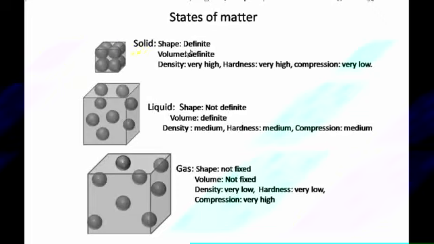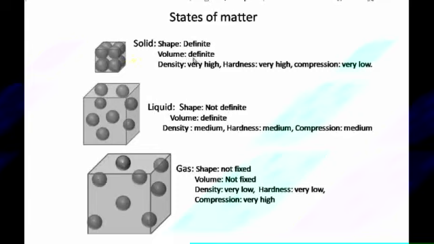Shape is definite because if a solid is in cuboid shape, it will be cuboid wherever you keep it. If it is a cube in shape, it will be a cube anywhere you keep it. Whatever shape it has, it will not change its shape according to the container. So suppose this is a cube, it will be a cube whether you keep it in a bottle, in a glass tumbler, in a dish, in a beaker, wherever you keep it. The shape of this solid will not change, it will be a cube only. So shape is fixed in solids.